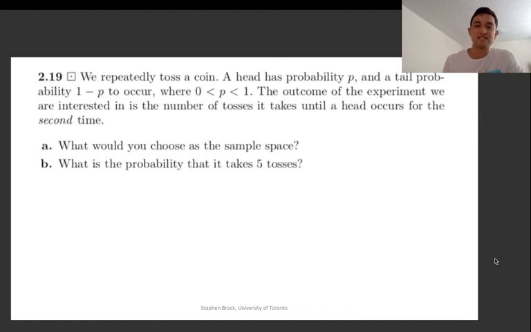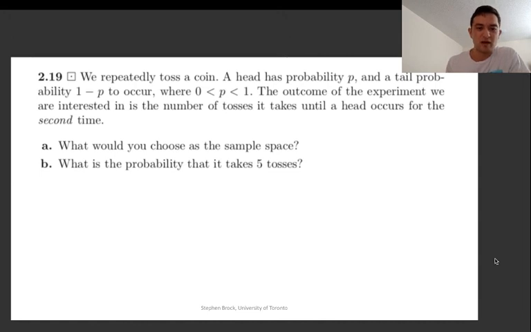And because it says until a head occurs, it should be signaling some bells in your head that we're really looking at an infinite sample space here, right? Because we could get the first head after 1 toss, but the second head could take infinitely many tosses. In fact, the first head could also take infinitely many tosses. So the upper bound of the sample space is going to be infinite, or really all the positive integers greater than or equal to 2, right?